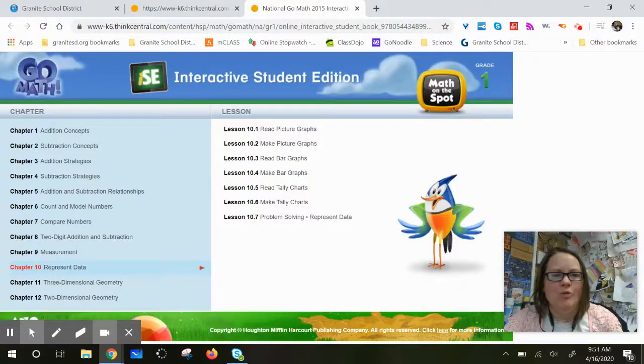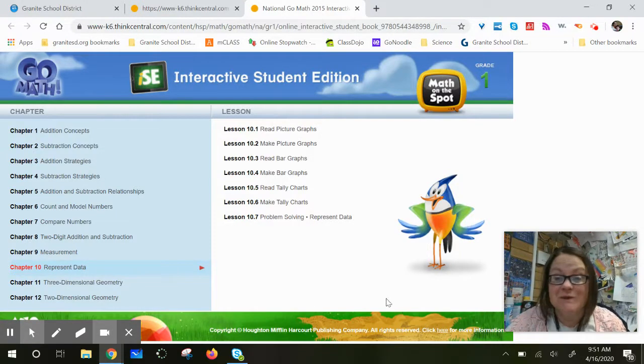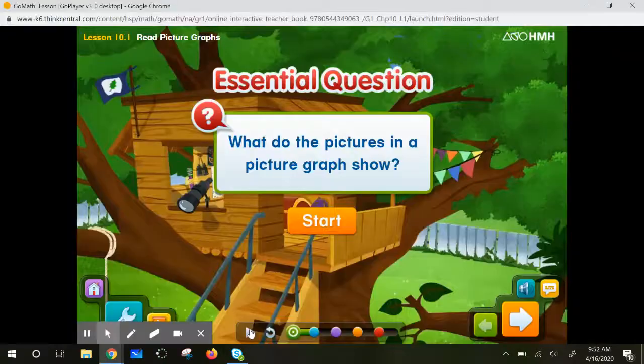Good morning. We are going to start learning about picture graphs. Later, we will learn about bar graphs and tally charts, but right now, we are going to learn how to gather data. It's going to be a lot of fun, so make sure you stay with me.